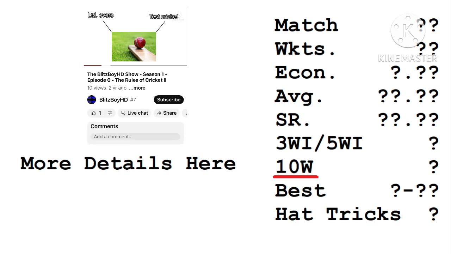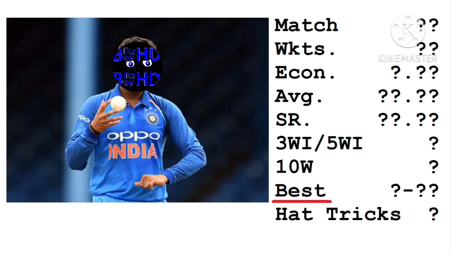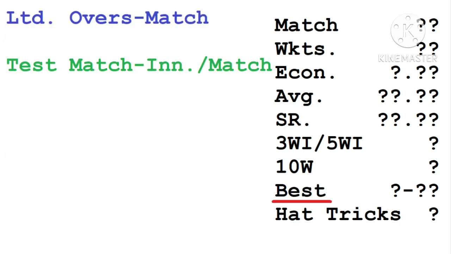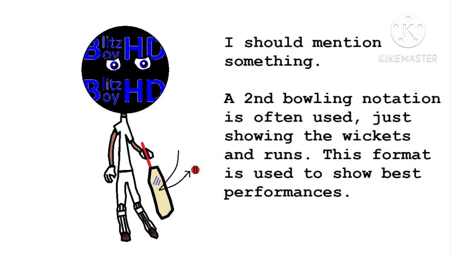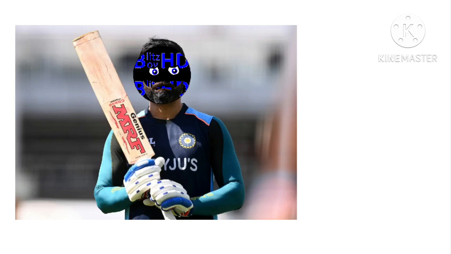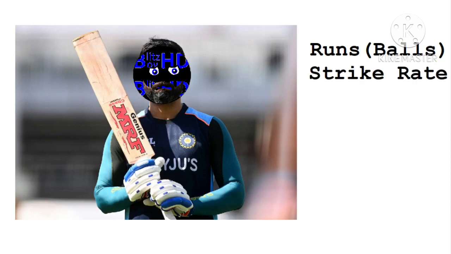Lastly, let's talk best bowling. This is the best performance you had, in an innings and or in a match. Your best performance is judged by how many wickets you picked up, and then by how little runs you conceded. Now the batsman. Your performance in a match is summarized by 3 figures. Runs, balls, and strike rate.